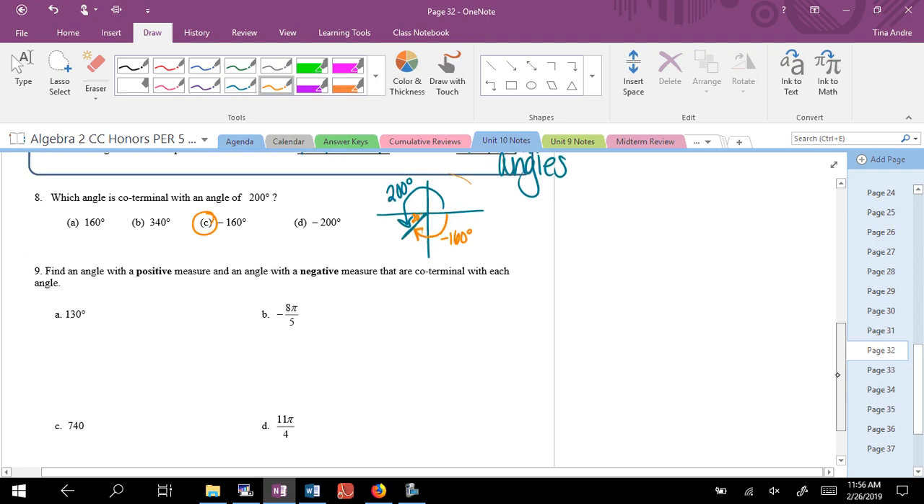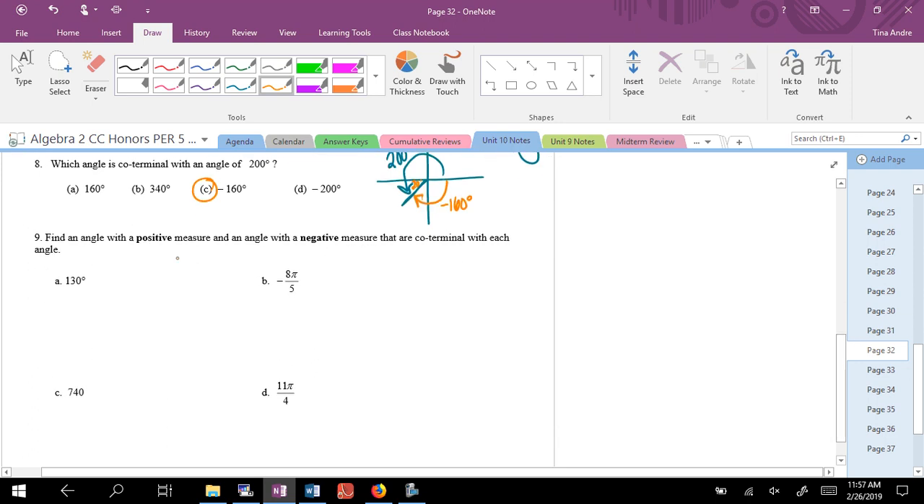So for these examples down here, if we're trying to find a positive measure of a coterminal, that just means we're going to add 360 until we get a positive number. And negative means we're going to subtract 360 until we get a negative angle measure. And any in-between numbers that we come across by adding or subtracting 360 are still considered coterminal angles.